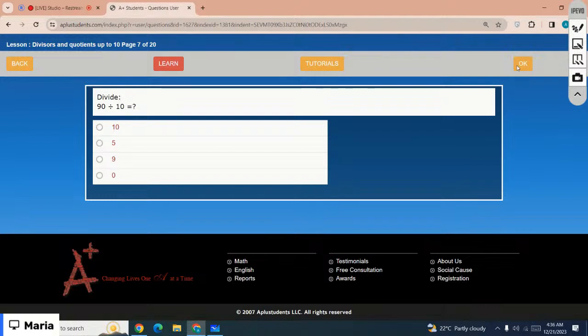Okay, you have to divide 90 by 10. 10 times what number is 90? Yes, 10 times 9 is 90. The correct option is 9.